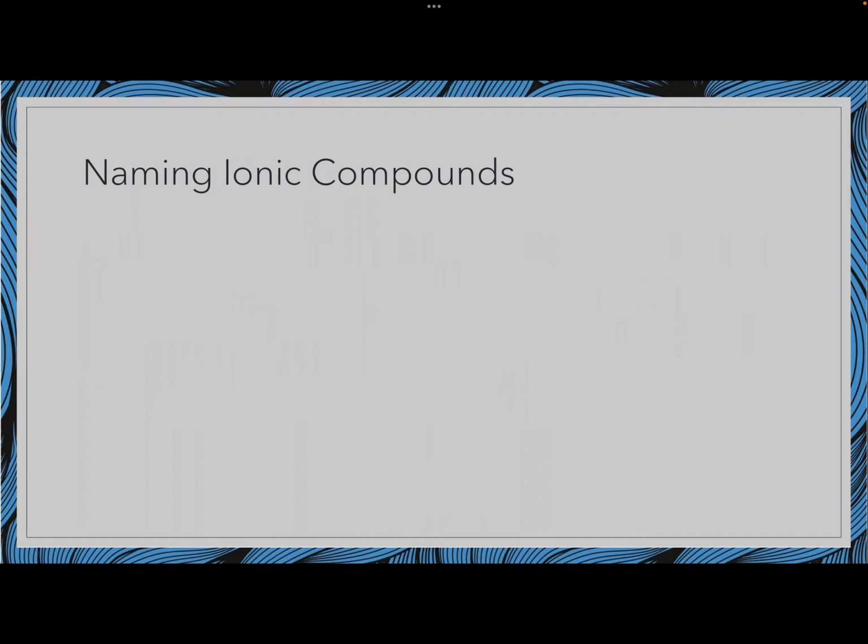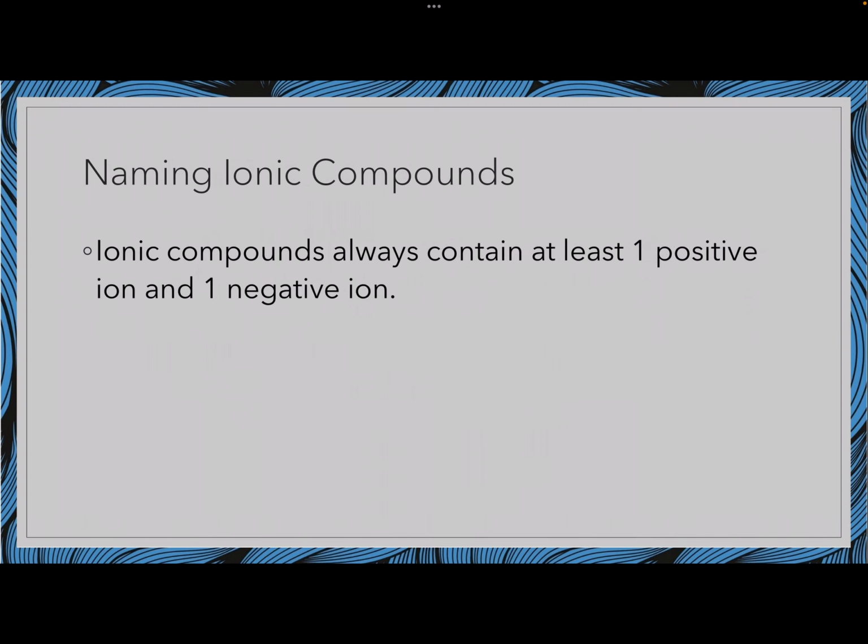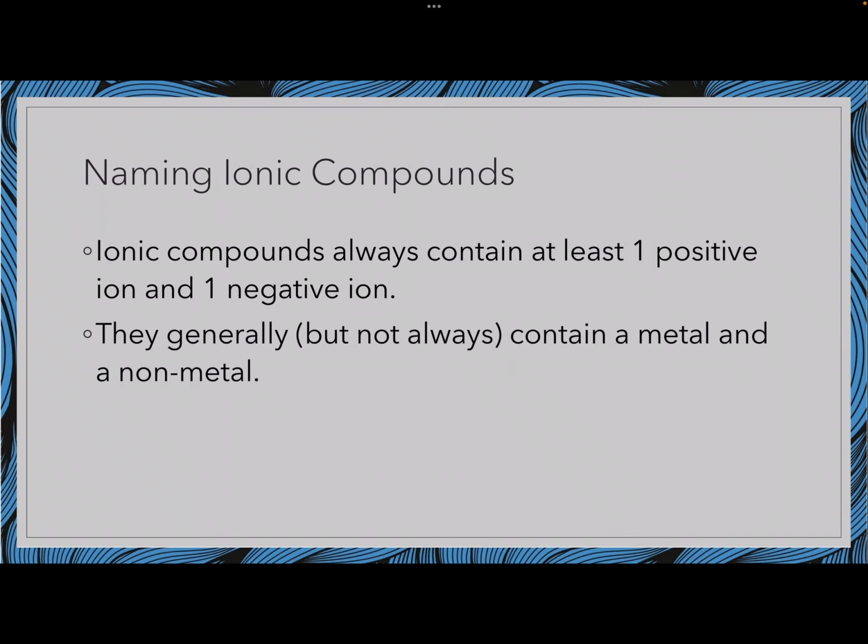So, naming ionic compounds. Ionic compounds always contain at least one positive ion and one negative ion. They generally, but not always, contain a metal and a non-metal. There are a few cases where they don't, but generally it's going to be a metal and a non-metal. A case where it doesn't is things like HCl, HBr, a lot of our ionic acids, because technically hydrogen is not a metal. It's off doing its own weird things.